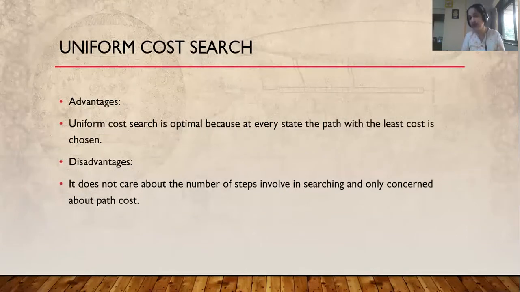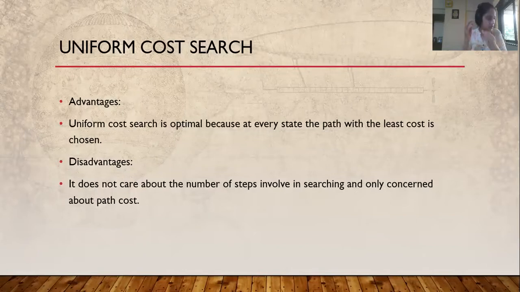The disadvantage is that it does not care about the number of steps involved in searching and is only concerned about the path cost. Very important: if we are not aware of the goal state, uniform cost search is not at all concerned about moving itself towards the goal state. Its concern is only about the path, and the chosen node or state will only depend on the path, nothing more than that. But at every state, uniform cost search is very optimal because given four or five alternatives from one place, it will always select the state which is in the most optimal category.